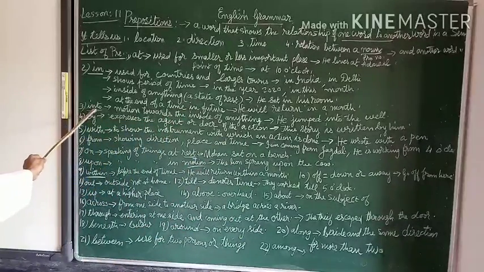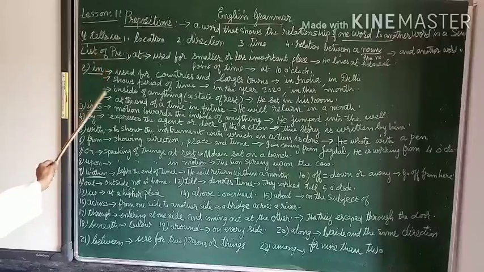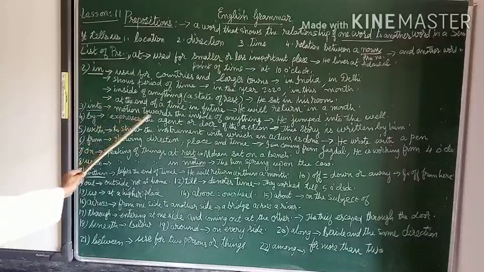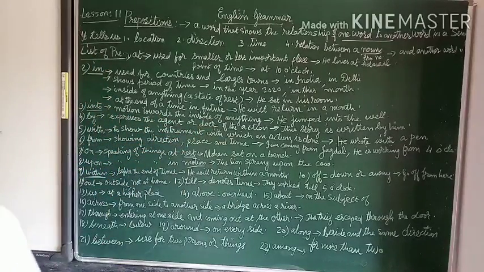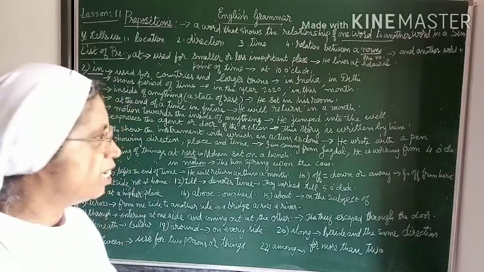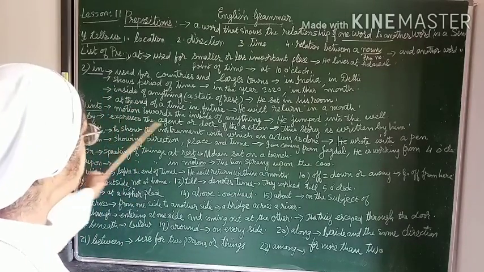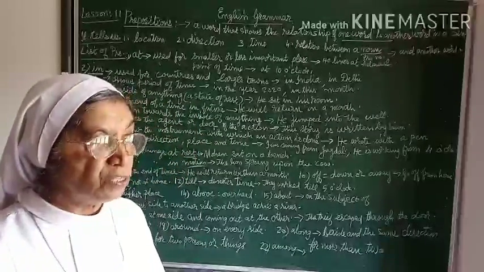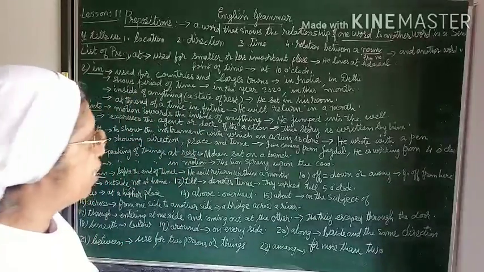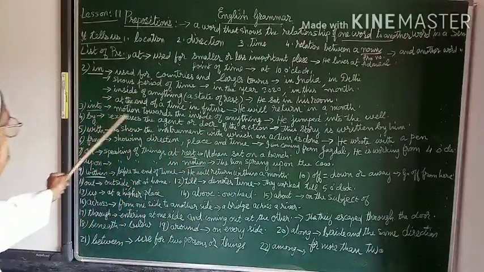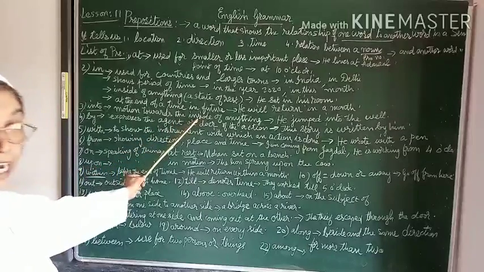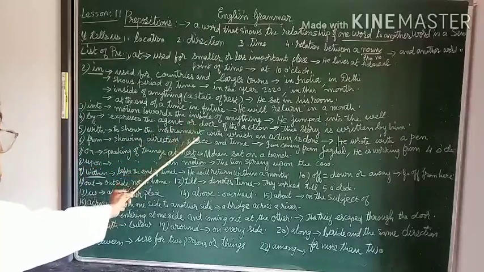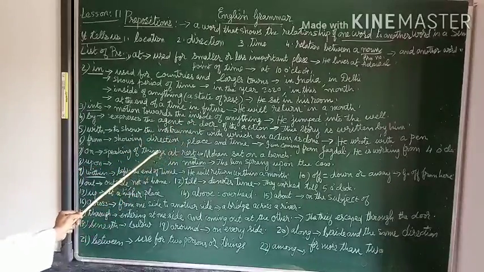Then into. The difference between in and into: into is motion towards the inside of anything. When you move towards the inside of anything, we use the word into. Example, he jumped into the well. So he is moving towards the inside of the well. Movement, moving towards the inside of anything.